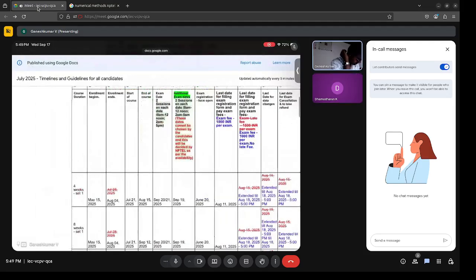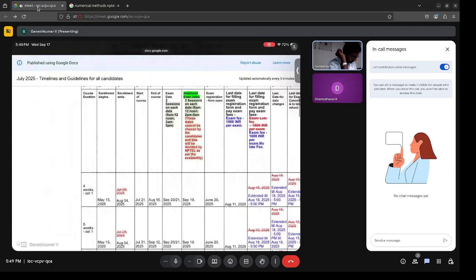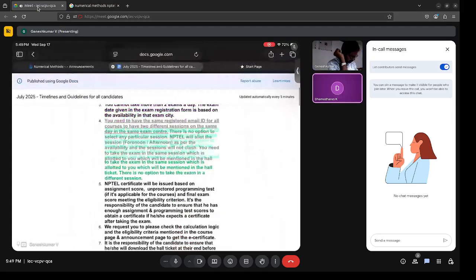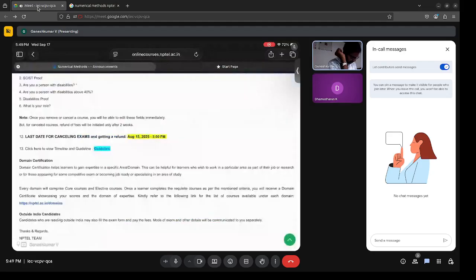Okay, this has only timelines. Yeah, timelines only. Exam pattern.